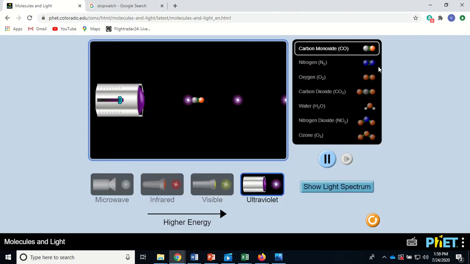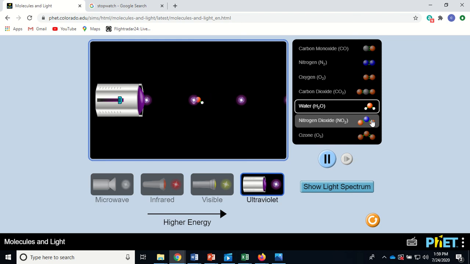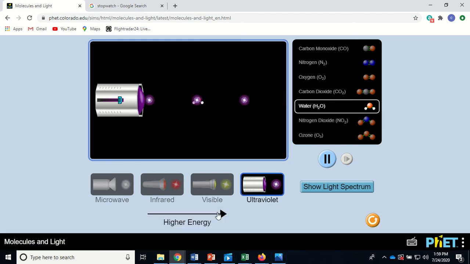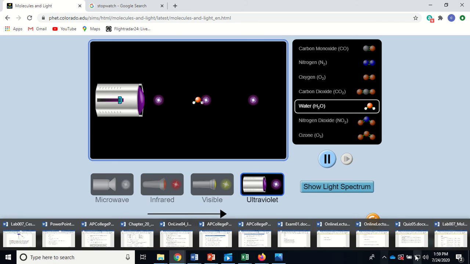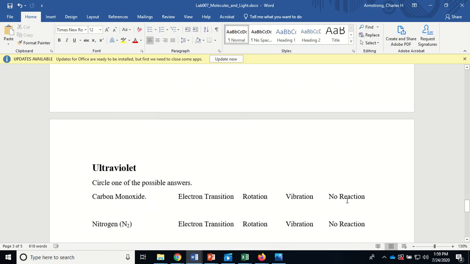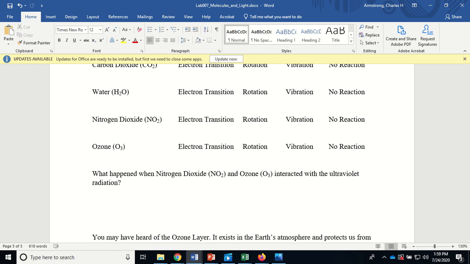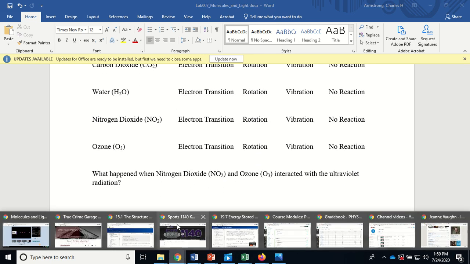So you just go down the list of all these for this one. When you see these, you're going to see something different. I even asked the question down here: ultraviolet, what happened when nitrogen dioxide and ozone interacted with the ultraviolet radiation? So you see something different there. And so you just want to maybe mention what happened down here for those. All right, I think that takes care of everything.